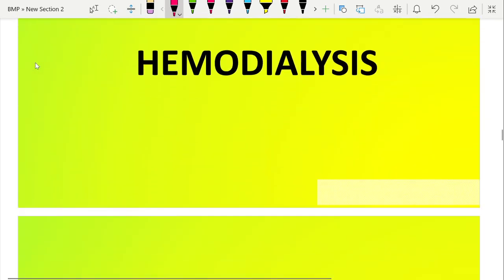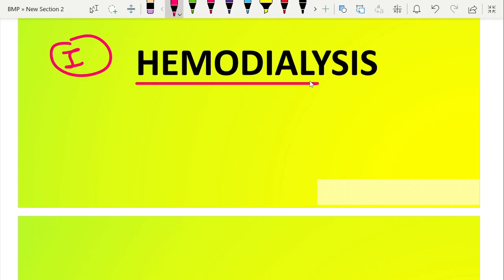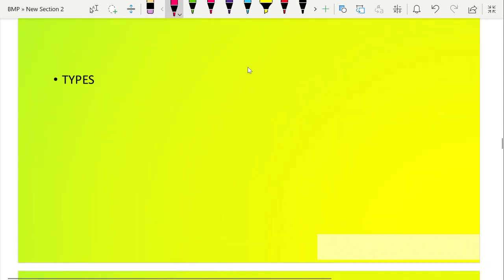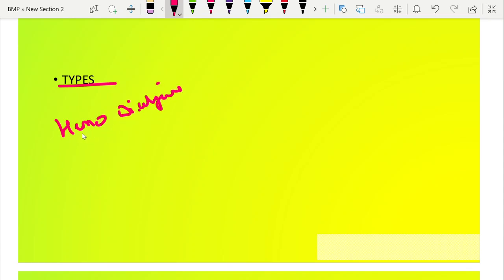So coming to the first one, hemodialysis. In the theory part, you have to write under the following subheadings with respect to hemodialysis. What are the types of hemodialysis? What is hemodialysis? Hemo is blood. Dialysis is the process of purification. So in hemodialysis, blood is being involved directly in this process.